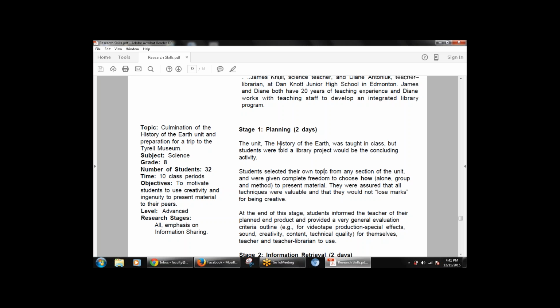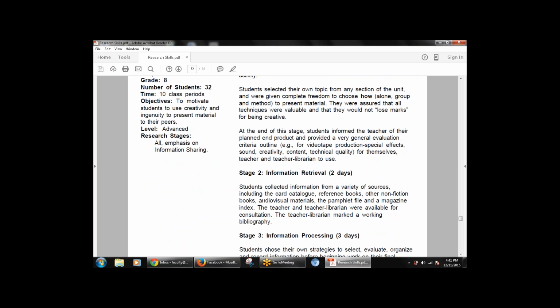And the next stage, stage number 2, is information retrieval. That is also for 2 days. Students collect information from a variety of resources, including the card catalog, reference books, and other non-fiction books, audiovisual material, the pamphlet file, and a magazine index.